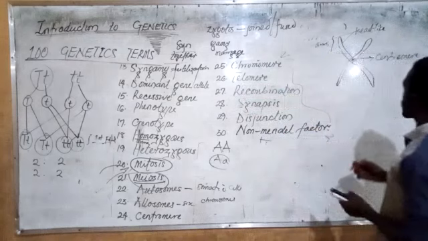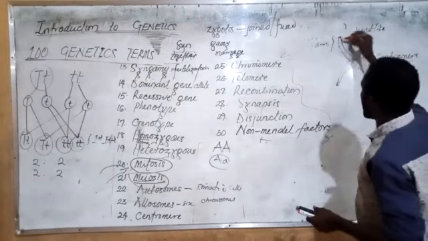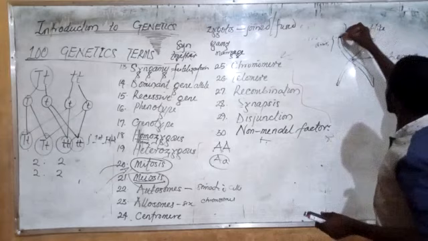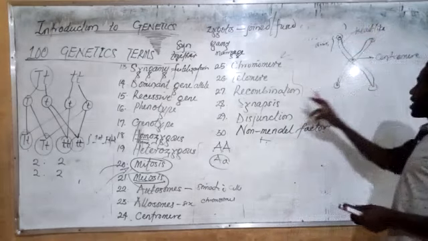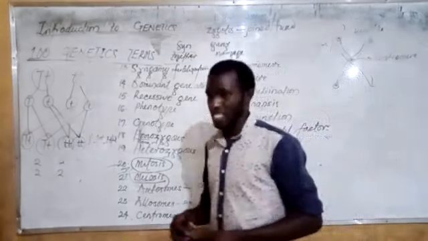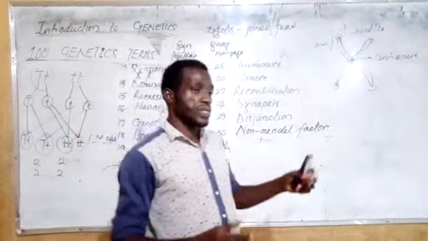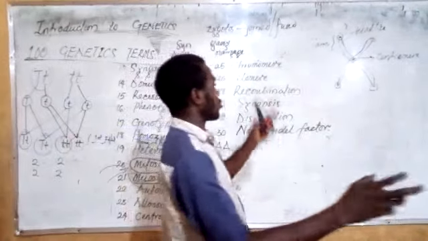Then the telomere. The telomeric regions are basically regions at the end of each chromosome. So these regions are called the telomeric regions. Remember, telomere means the end. So when we talk about the telomeric region, we talk about the end of the chromosomes.